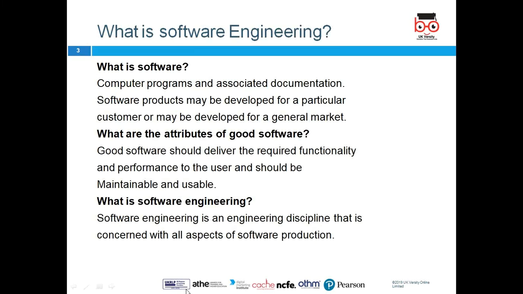Before we go through the actual definition of software engineering, let us see a few of the core definitions quickly, so that they are revised. Software is computer programs and associated documentation. Software always comes with associated documentation, then you can say that it's software. Software products may be developed for a particular customer or for the general market.